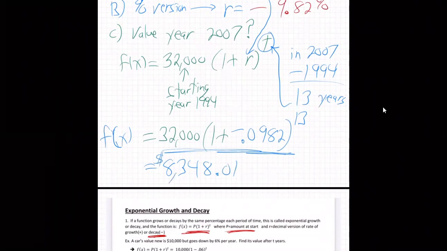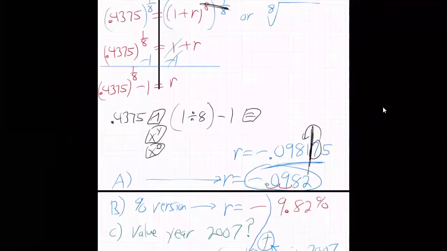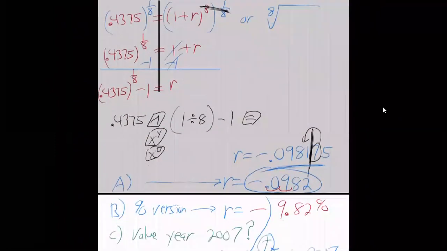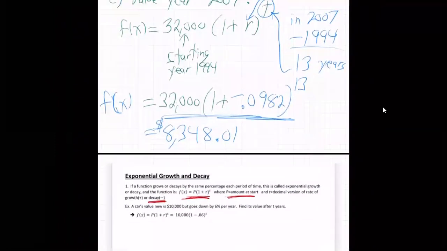It shrunk down. It's going down, down, down. It started at 32,000 in value. Remember, they said it went down to 14,000 by the year 2002. Well, now it's down to 8,340. But they want me to round it, don't they? Round to the nearest $50. What would that be rounded to the nearest 50?